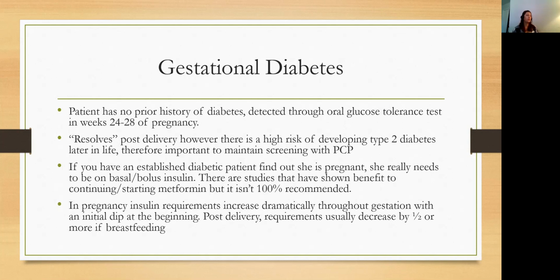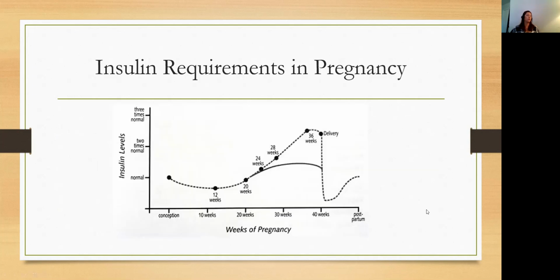And then if you have an established diabetic patient find out they're pregnant, they really need to be on insulin. So there are studies that have shown you can continue metformin, but the safest thing to do is put these patients on insulin or refer them to endocrinology. In pregnancy, just an interesting thing, I'll show you this graph here. Your insulin requirements in pregnancy climb dramatically, and then they drop off as soon as you have the baby. So right at the very beginning, the insulin requirements actually dip a little bit, which is weird, but then they just slowly climb.